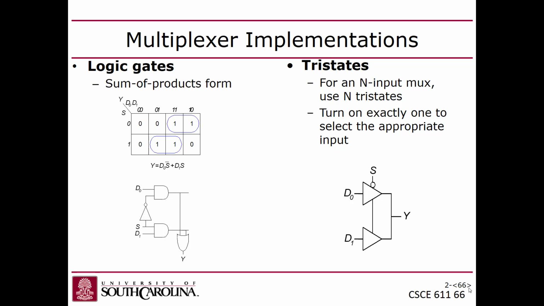So if S is 0, you'll turn on this one and turn off that one. If S is 1, you'll turn off that one and turn on this one, right? And that way you can connect the output to one wire. You guys with me? Okay.